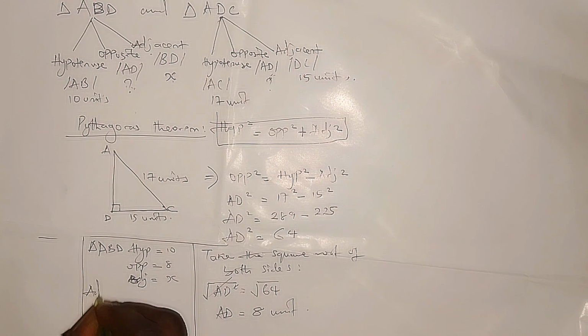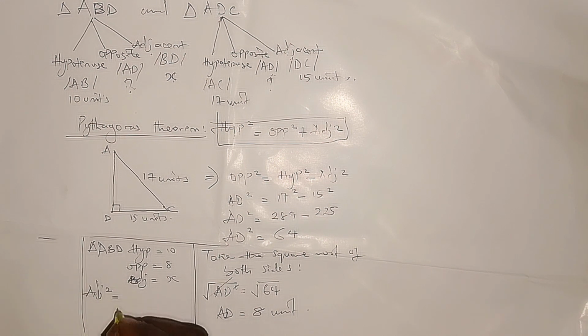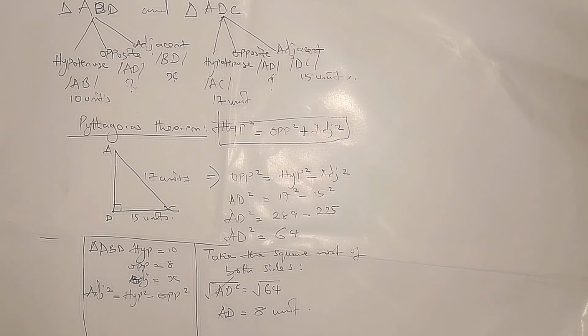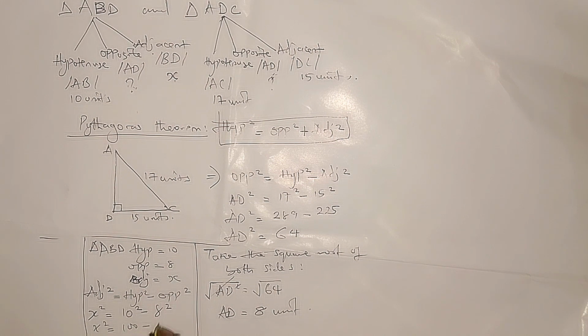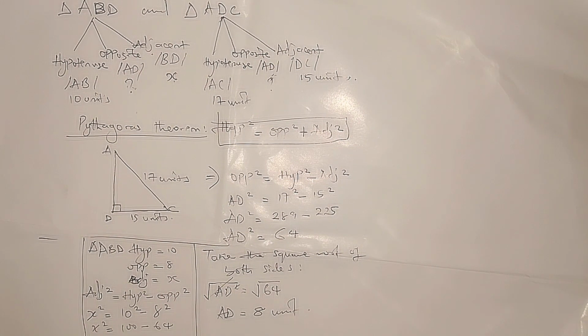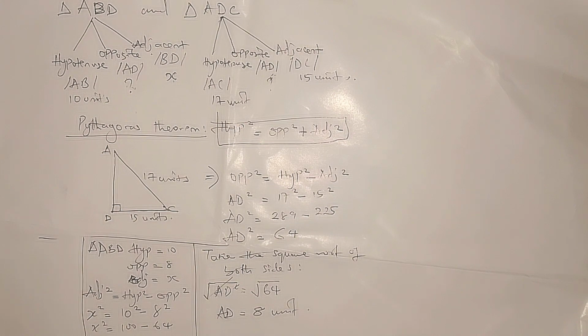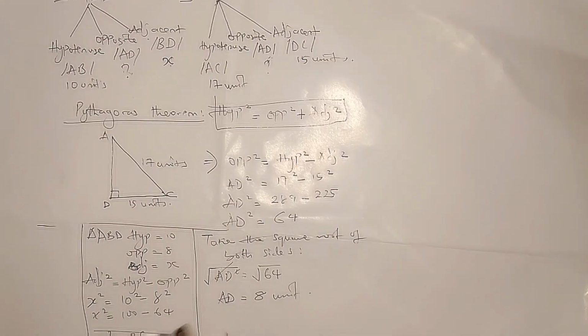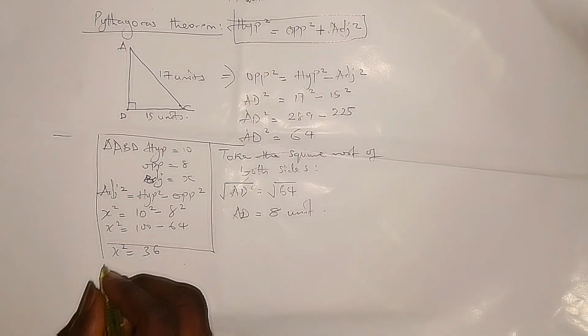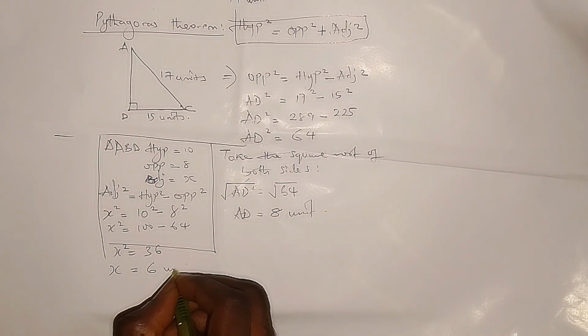So therefore, we're going to make adjacent the subject of the formula. It becomes adjacent square equals the hypotenuse square minus the opposite square. So our adjacent, which is the x square, equals the hypotenuse square, which is the 10 square, minus the 8 square. So we're going to have x square equals 100 minus 64. So when you subtract these two, you're going to have 36. So we're going to have x square equals 36. Again, you take the square root of both sides. So when you take the square root of both sides, you're going to have x equals 6 units.